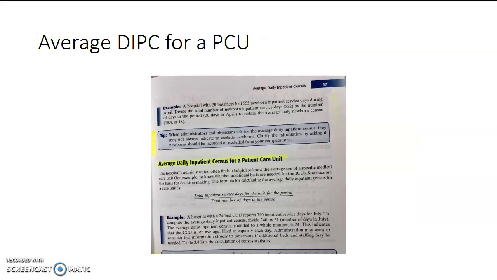Okie dokie. So on page 47, you've got another little tip box, right? So that tip is just reminding you that whenever you land your first job, and if you happen to be working on these types of calculations, you're just going to confirm with administration whether or not you're going to include newborns. But just know that the industry standard is not to include newborns, so I don't want you to be confused about that.